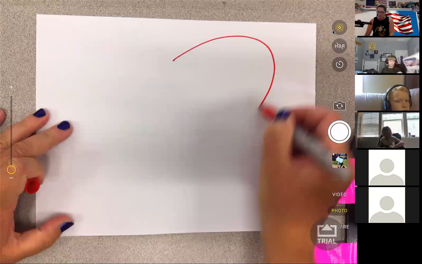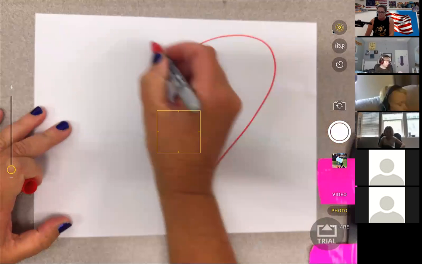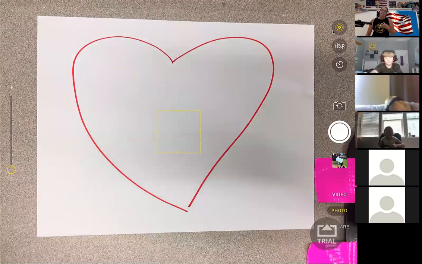Okay. So the first thing we're going to do on this graphic organizer is it's called mapping the heart. If we're mapping the heart, the first thing we need to do is draw a great big heart on our paper. And I'm not the best at drawing, so my heart might not look the greatest, but that's okay. I can still tell that it's a heart.